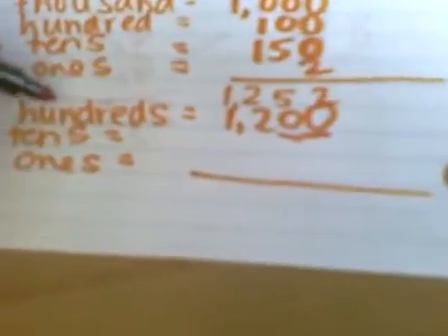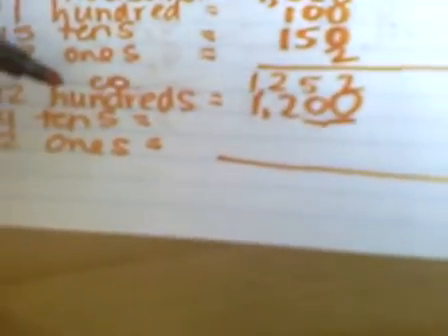Let's find the answer to D. 12 hundreds equals 1,200. Notice it has 2 zeros because the hundreds place has 2 zeros. 4 tens equals 40. 12 ones equals 12. Let's add all these up. 2. 4 plus 1 is 5. 2 plus 0 is 2. 1 plus 0 is 1. 1,252. That is equivalent to all of these answer choices. So I can eliminate D. My only answer is B.